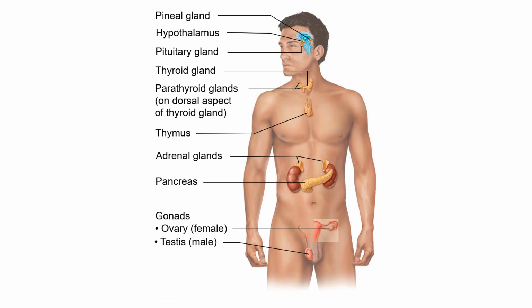Parathyroid gland is going to be responsible for secreting parathyroid hormone. And parathyroid hormone has the ability to increase blood calcium levels when the levels are too low.